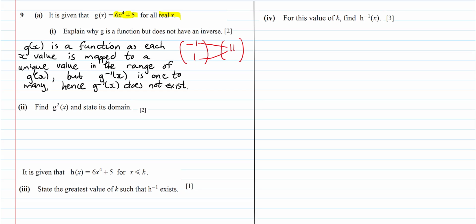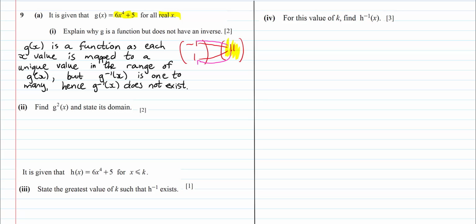But if we're going the other way, so the inverse, that means this part here is now our domain. If we have this 11 in our domain, that would get put to two values in the range. It could be -1 or it could be 1. So therefore, the g inverse of x does not exist. Okay, so that is part 1.